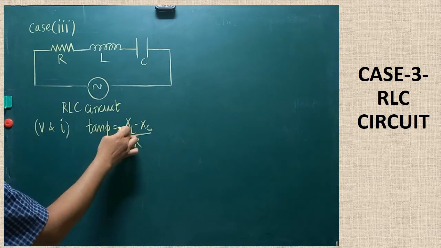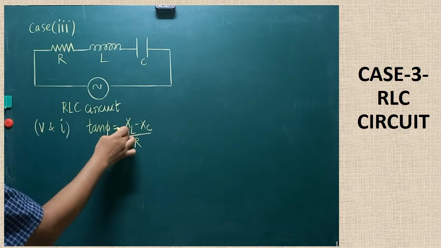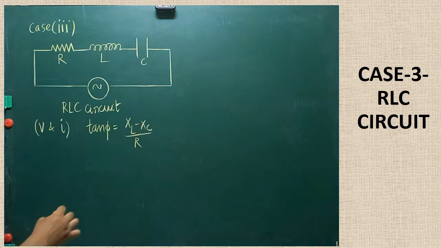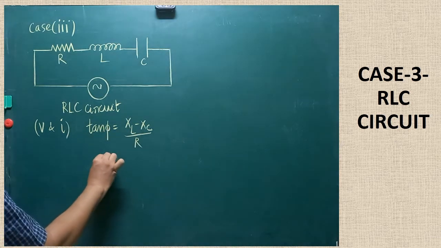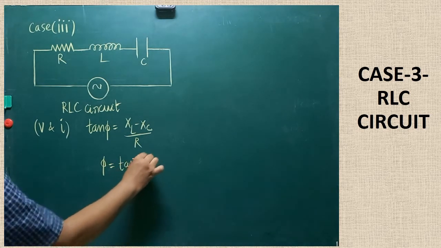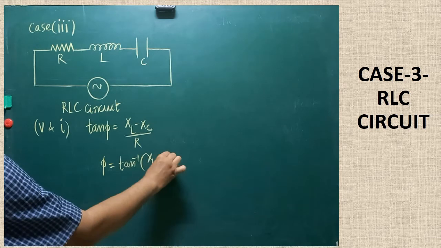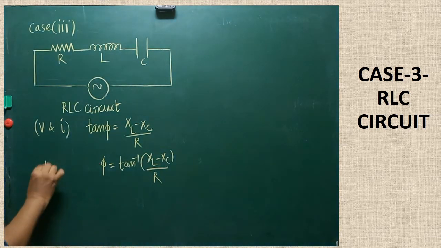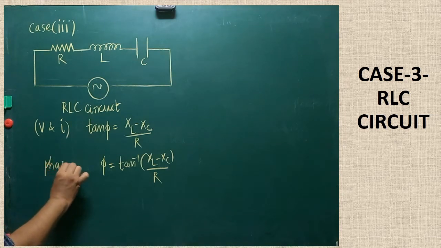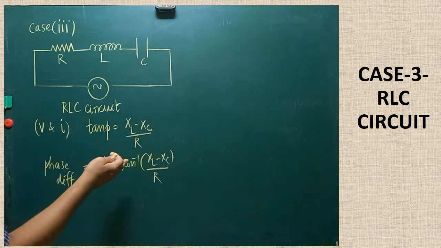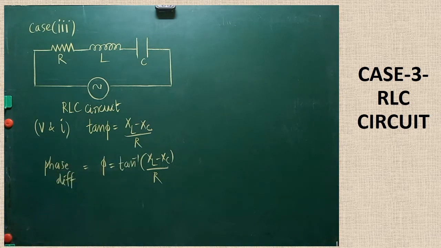Here XL, what is XL? This is called inductive reactance. This is called capacitive reactance. This is called resistance. So therefrom we are able to get the expression for pi. pi is equal to tan inverse of XL minus XC divided by R. So this is the actual expression. By using this, the phase difference can be calculated. Are you clear? So depending on the value of XL and XC and R, you will get the appropriate value of phase difference. Okay.